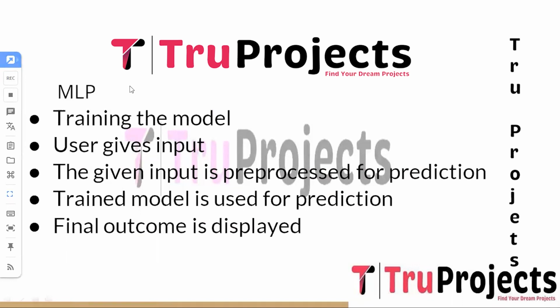MLP stands for Multi-Layer Perceptron. It is a type of artificial neural network with multiple layers of interconnected nodes.